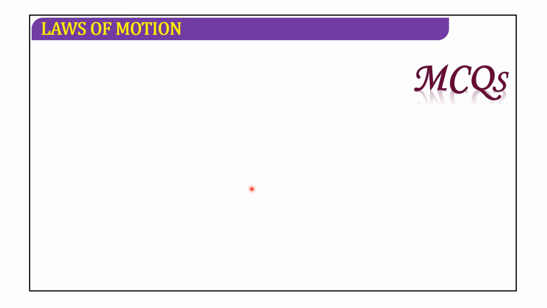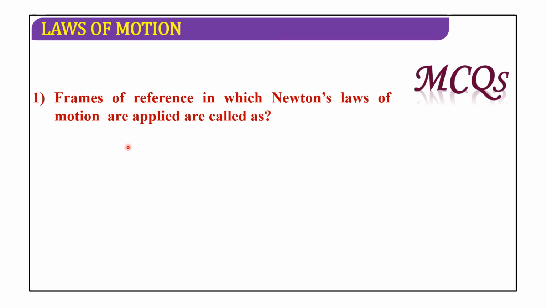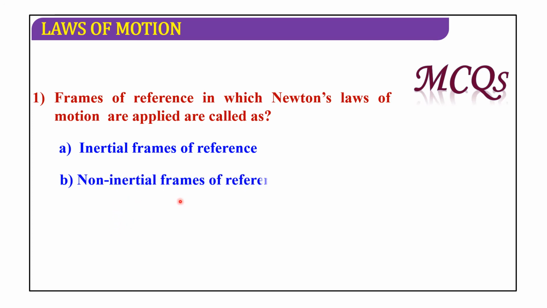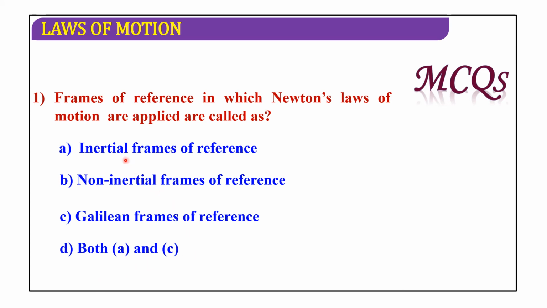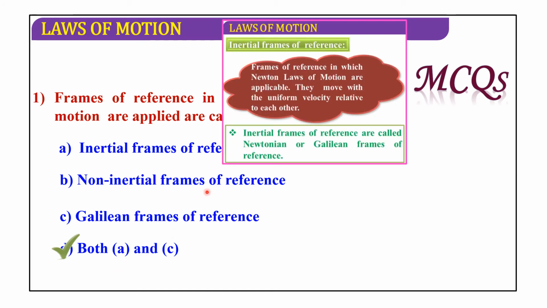Now let us discuss MCQs. Frames of reference in which Newton's laws of motion are applied are called: inertial frames of reference, non-inertial frames of reference, Galilean frames of reference, or both A and C? Frames of reference in which Newton's laws of motion are applied are called inertial frames of reference and Galilean frames of reference. So, the answer is both A and C. Here, inertial frames of reference are called Newtonian or Galilean frames of reference.